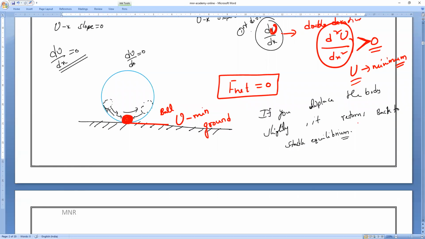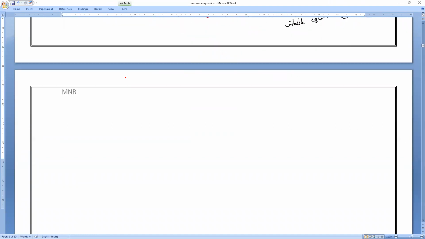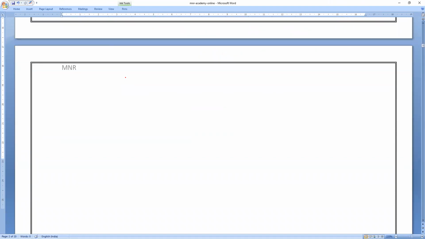Check it, everybody. Minimum. Stable. So this is what it is. If I try to disturb its position, again it will be back to its original position. That is only called as what, everybody? It is stable equilibrium.